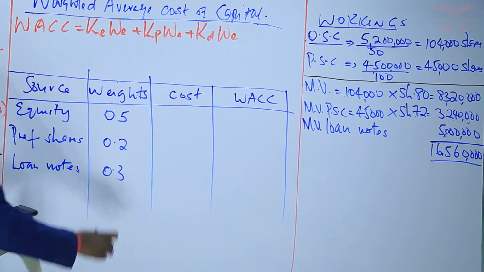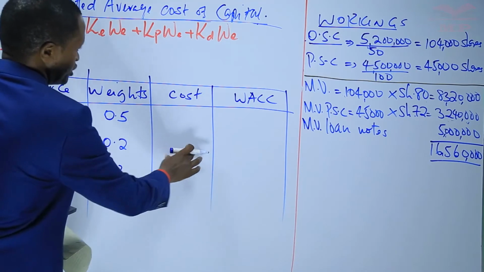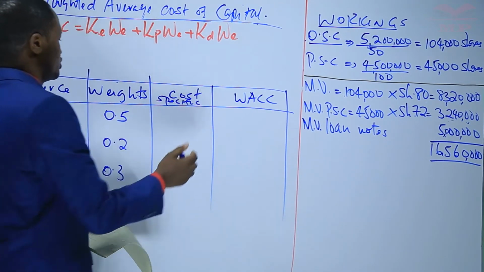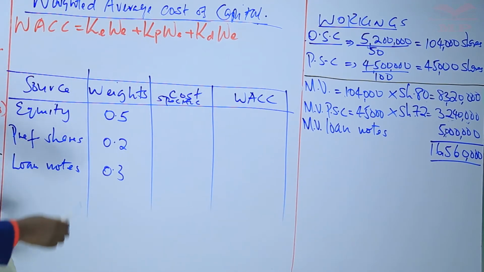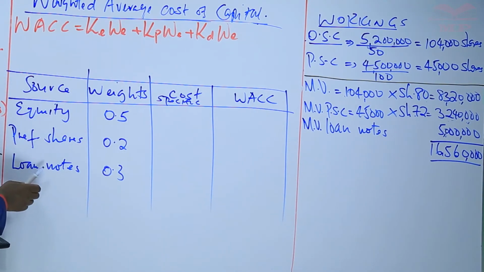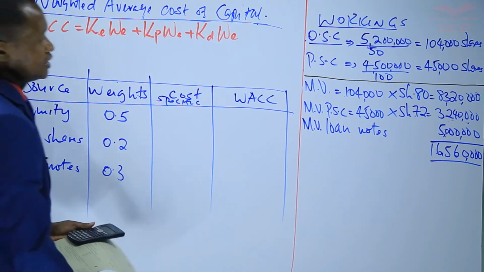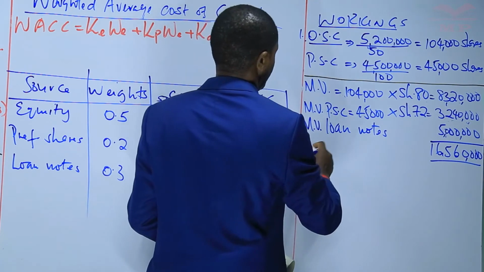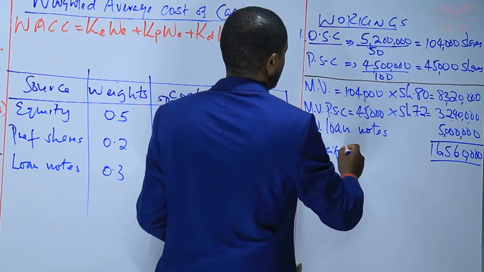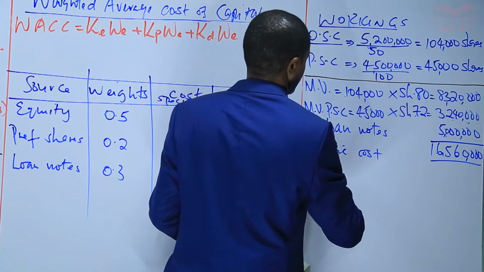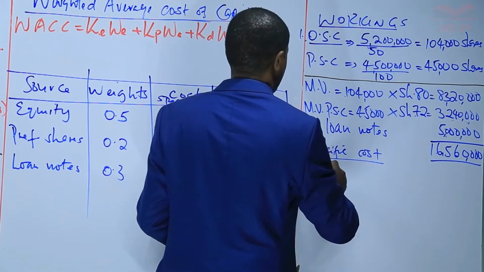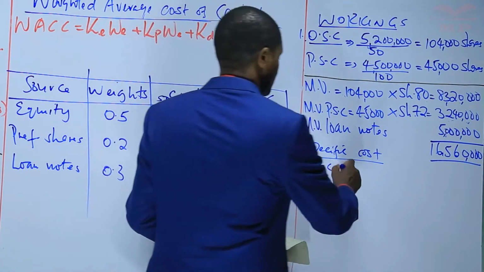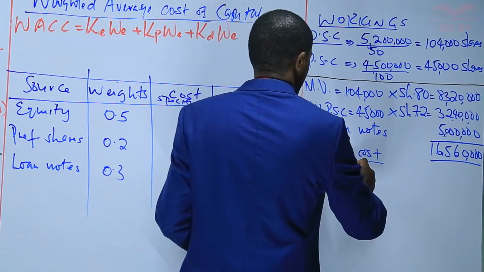Then we calculate the costs, the specific costs. We are going to calculate the cost of ordinary shares, the cost of preference shares, the cost of loan notes. That's the next assignment. This is working number 1. Working number 2, specific costs. We start with the ordinary share capital, cost of equity.